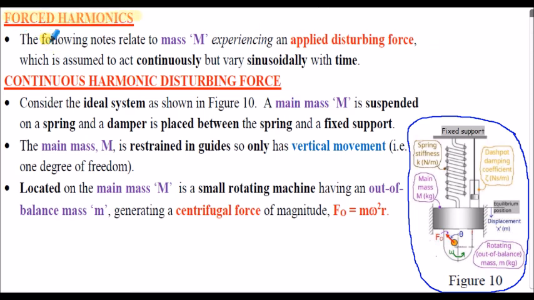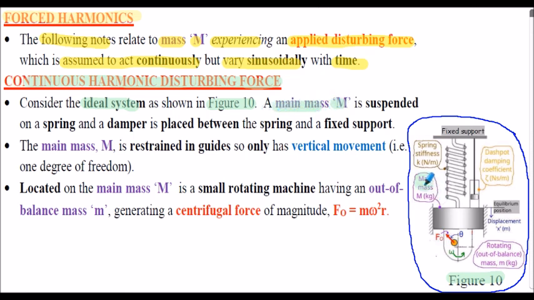So the following presentation relates to a mass capital M experiencing an applied disturbing force which is assumed to act continuously but varying sinusoidally with respect to time. So this is a continuous harmonic disturbing force. Let's consider the ideal system shown in figure 10. Here's figure 10. We have a main mass, capital M.